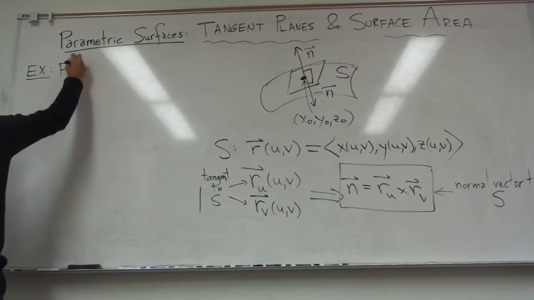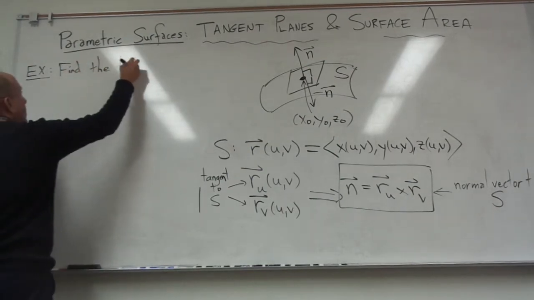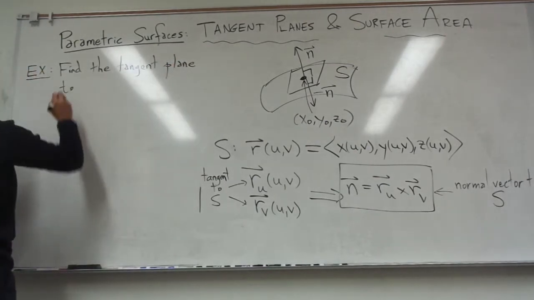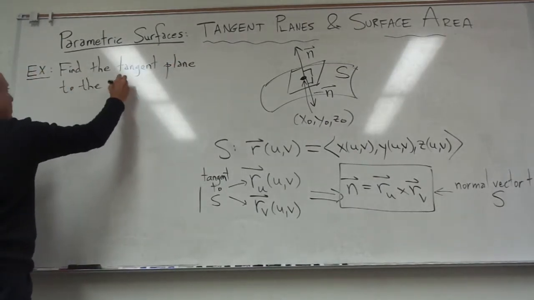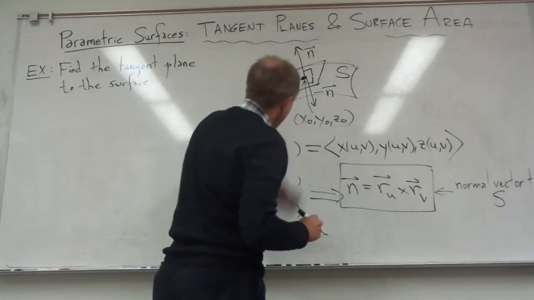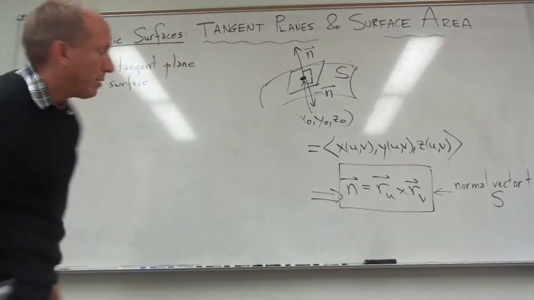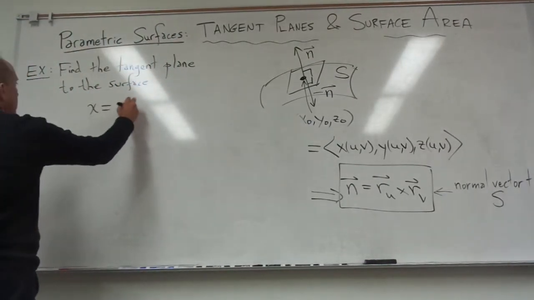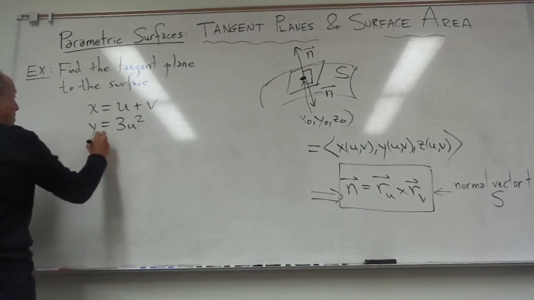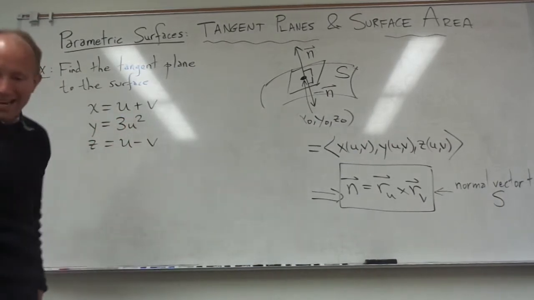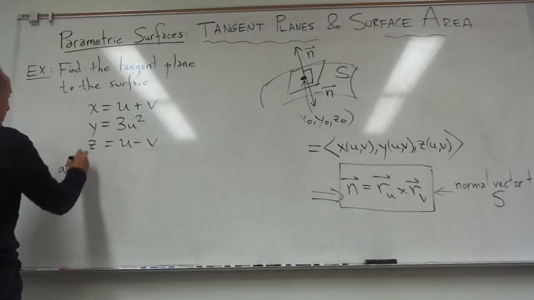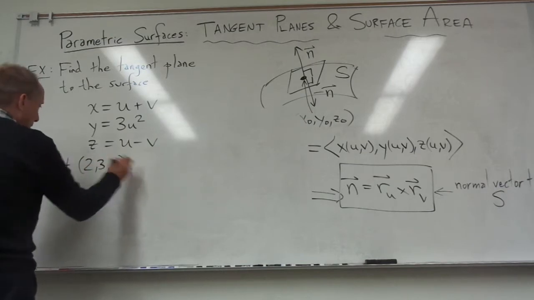Let's find the tangent plane to the surface. What I'm going to do is parameterize the surface. Let me give it to you explicitly: x is equal to u plus v, y is equal to 3u squared, and z is equal to u minus v. And then we have a point, at the point (2, 3, 0).